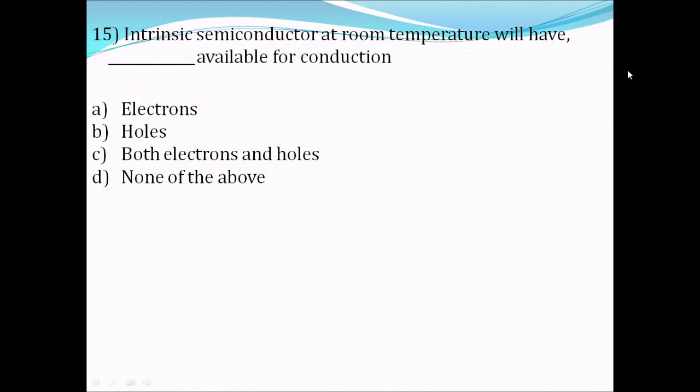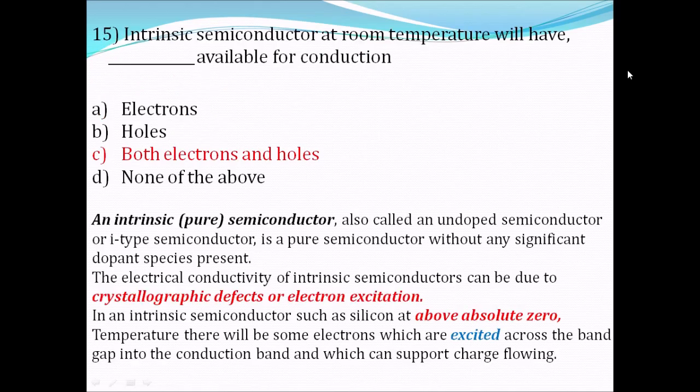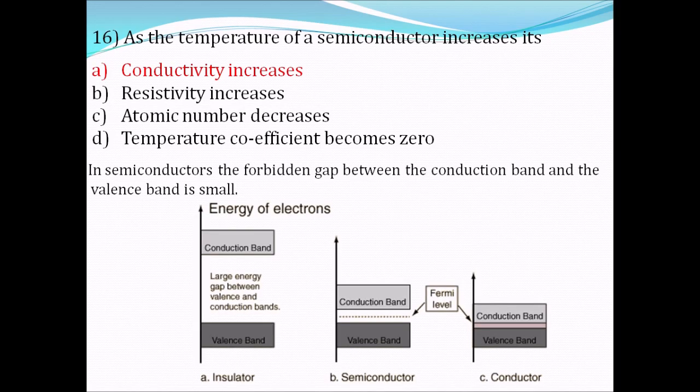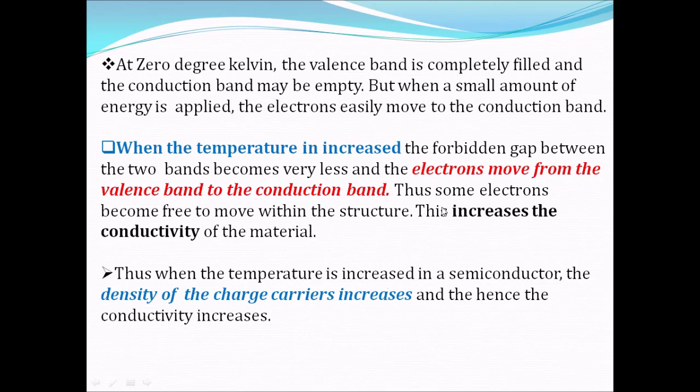Intrinsic semiconductor at room temperature will have what available for conduction? We know that both electrons and holes will be available because an intrinsic semiconductor is a pure semiconductor. Only crystallographic defects or electron excitation can bring the conduction. As the temperature of a semiconductor increases, what will happen? As the semiconductor temperature increases, the conductivity increases because the electrons in the valence band can easily move to the conduction band. As the temperature increases, electrons move from the valence band to the conduction band, so conductivity increases.